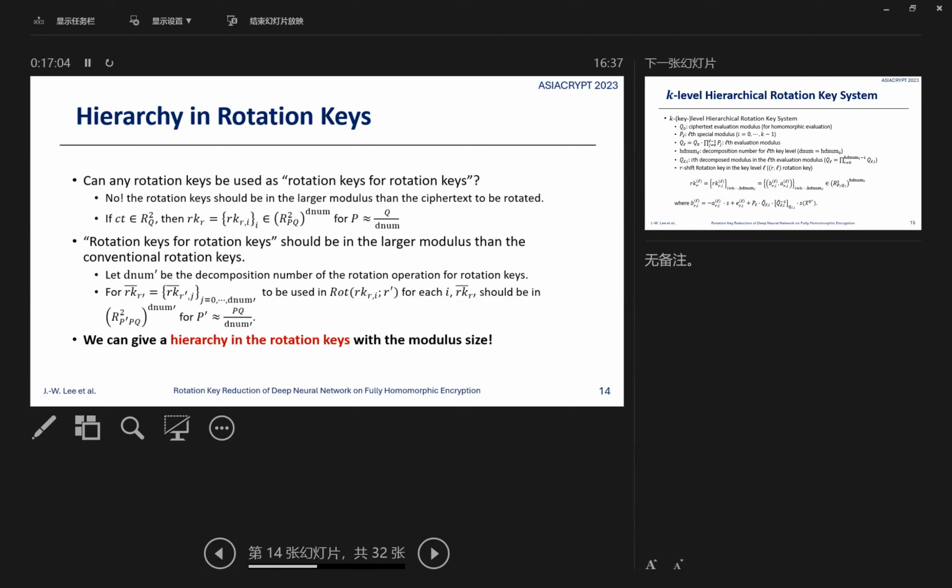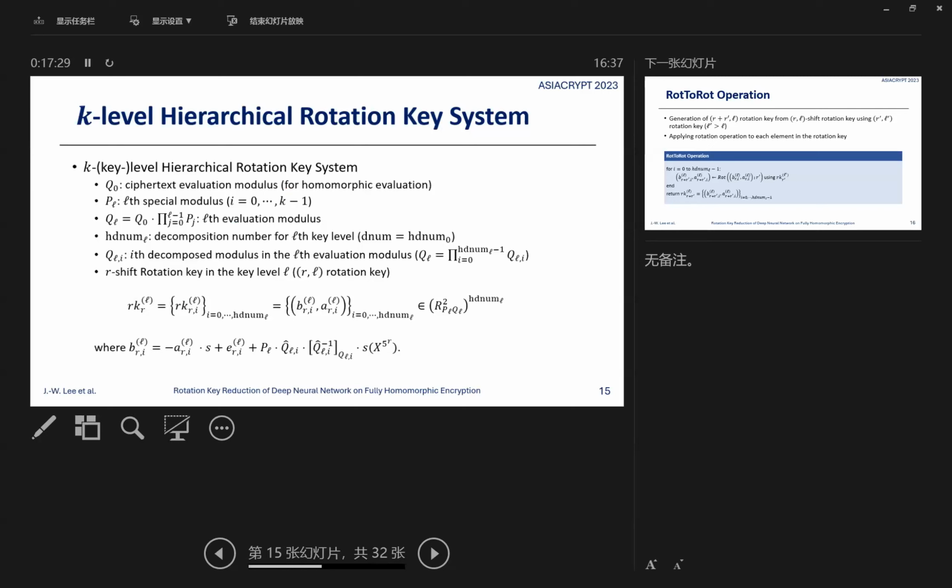So this is the reason why we can give a hierarchy in the rotation keys. The hierarchy means that if there is a rotation key in the higher level, then this rotation key can be used for rotation operations and for rotation keys in the lower level. So this is some formulation of the hierarchical rotation key system.